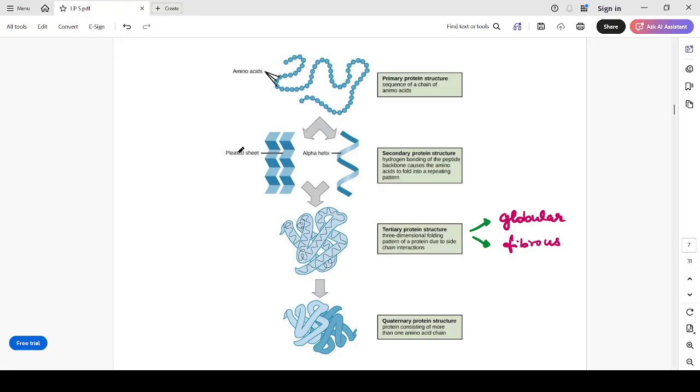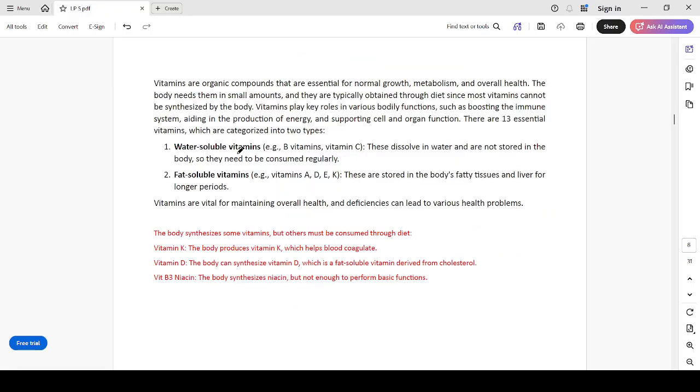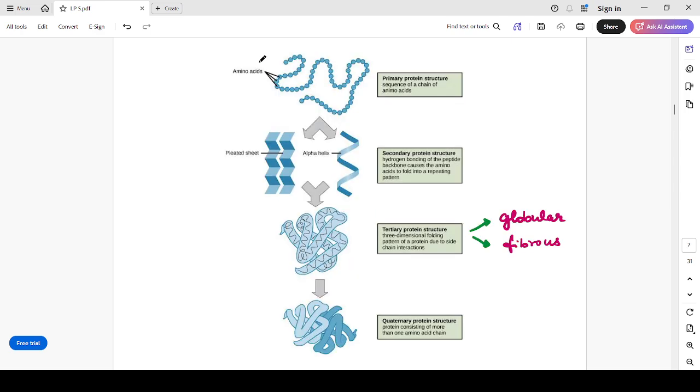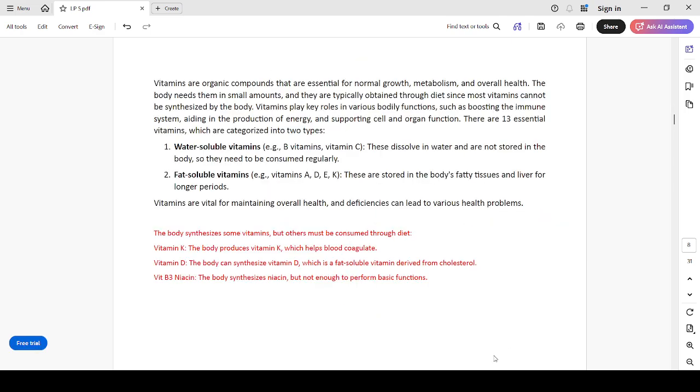Right? So that is about the protein structures here. Let's enter into vitamins now. Shall we enter into vitamins? Yes, ma'am. Yes.